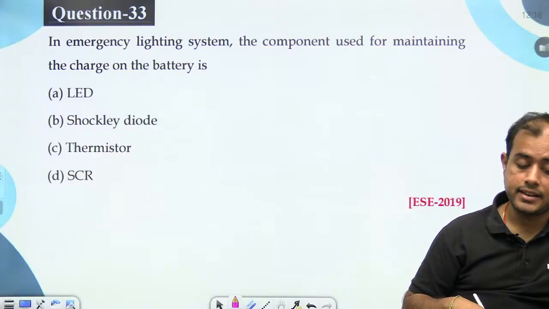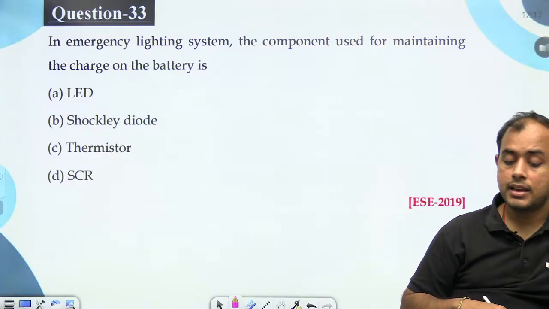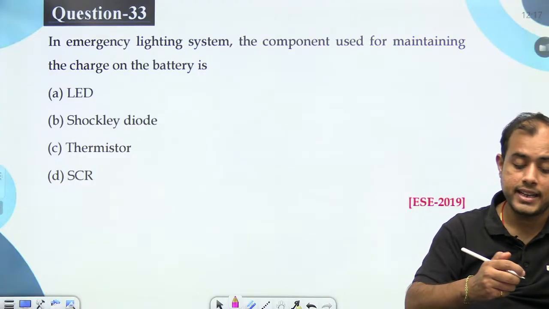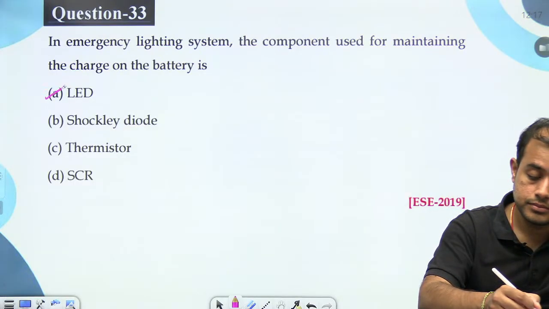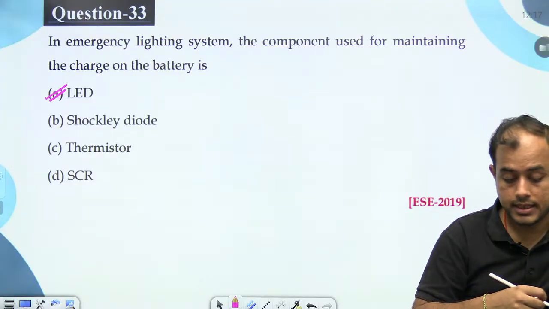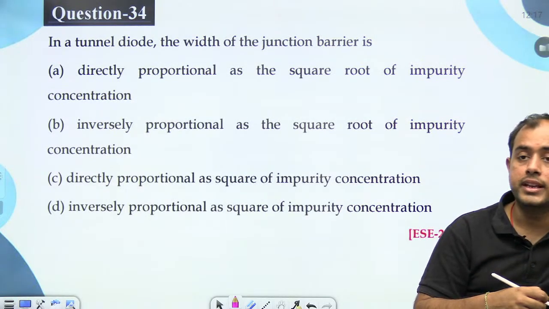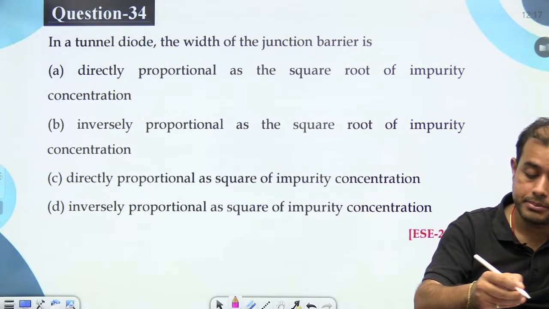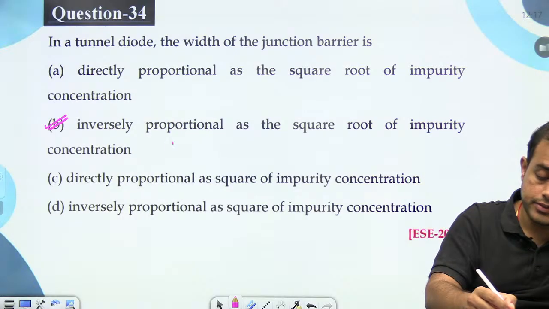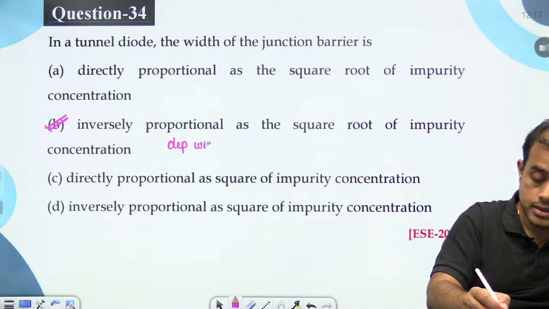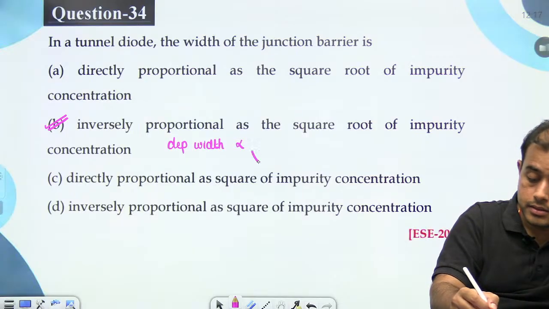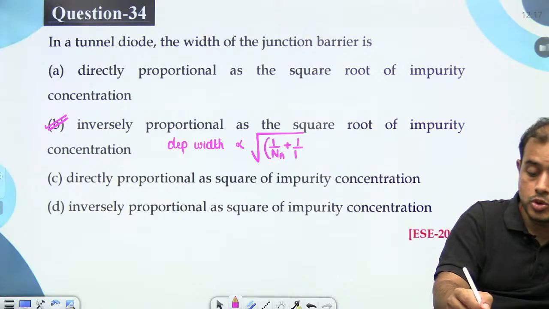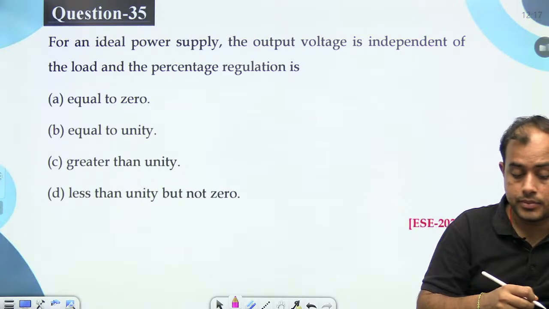ESE 2019, in emergency lighting system, component used for maintaining the charge on the battery. Who will maintain charge on the battery? LED. In tunnel diode, ESE 2020, the width of junction barrier. This you have to remember. Depletion width is basically like this. Proportionality is like this. Inversely proportional to root of doping density.